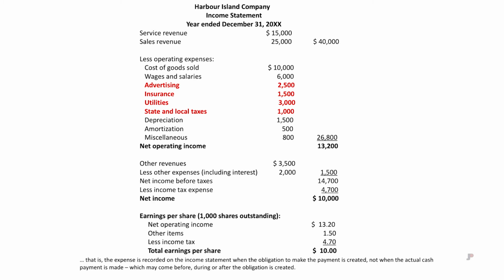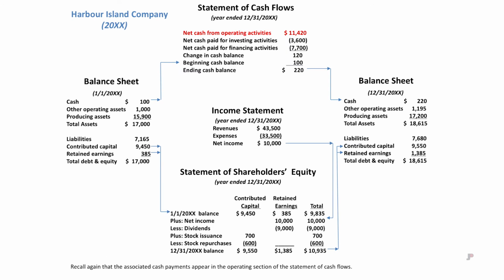That is, the expenses are recorded on the income statement when the obligation to make the payment is created, not when the actual cash payment is made, which may come before, during, or after the obligation is created. Recall again that the associated cash payments appear in the operating section of the statement of cash flows.